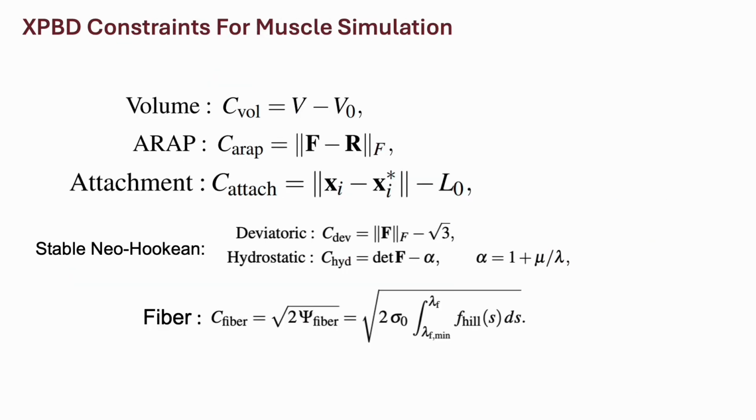The muscle is simulated in XPBD with a set of position-based constraints: volume, ARAP, attachment to the skeleton, and stable neo-Hookean. Our contribution is the fiber constraint, which carries the Hill law into 3 dimensions, turning activation into contraction and bulging.